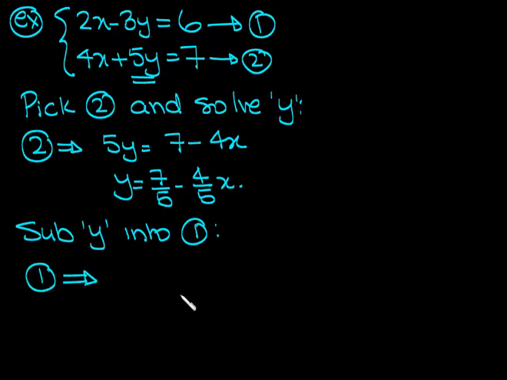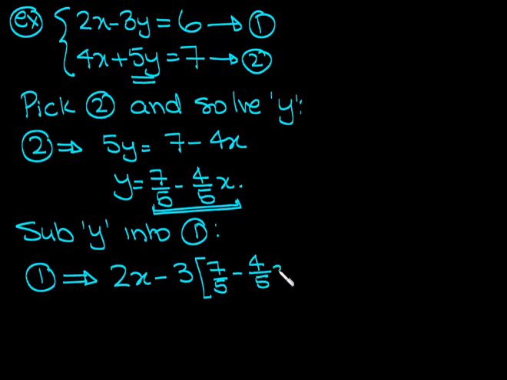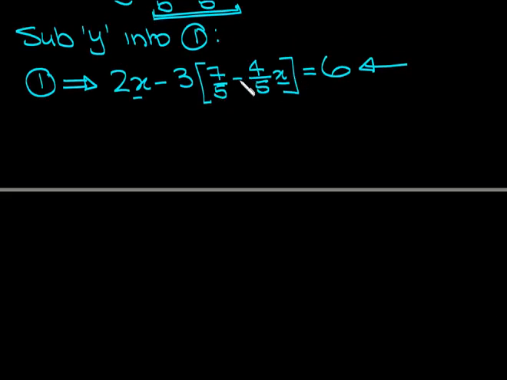So let's do that. So what does 1 become? Well, wherever you see a y in 1, we're going to replace it with this value because we found y. So we get 2x minus 3 times (7 over 5 minus 4 over 5 x) is equal to 6. So now we are down to one equation with one unknown. We just have x. Okay, so let's solve this. The first thing I would do, anytime it's a linear equation, is get rid of the parentheses, and the second thing you'll notice is I have fractions, so eventually I want to get rid of the fractions, and we do that by multiplying by the common denominator. You should be used to that.